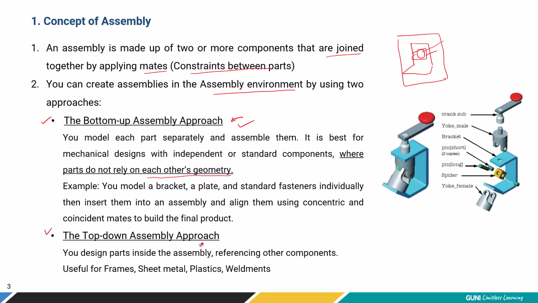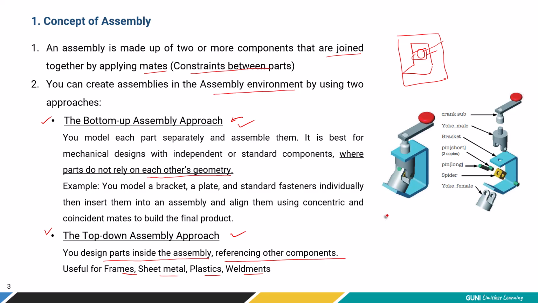In the case of the top-down assembly approach, the parts are basically designed in the assembly environment, and they are connected through their designs. Their dimensions are dependent on each other. So in case you design parts inside the assembly, referencing other parts, then you have to use this top-down approach. For example, frame, sheet metal, plastic, weldments.